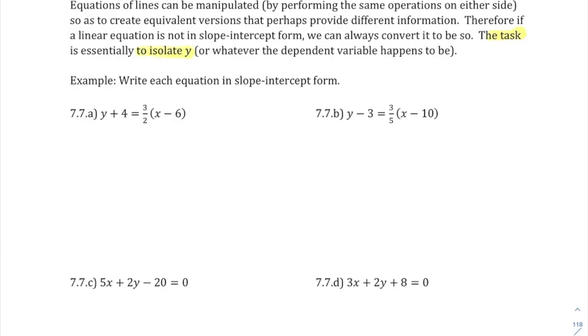So essentially, you're going to see this in the notes here, that the task or the ultimate goal is to isolate y, or whatever the dependent variable is if this is a word problem, or not just a regular old x and y problem. But in the first few examples here, we're going to work on isolating y. So the first thing I want to do is distribute here the 3 over 2 through the bracket. So I'm going to get y plus 4 is equal to 3 over 2 times x minus 9.